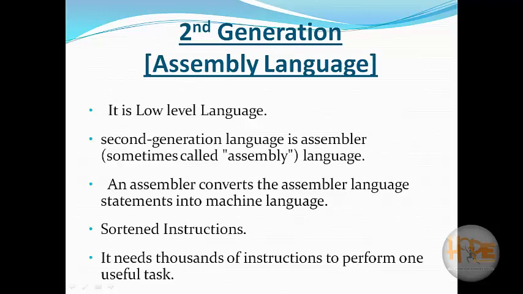Now, second generation, which is assembly language. It is a low-level language. Second generation language is assembler. Sometimes it is called assembly language. An assembler converts the assembler language statements into machine language. It has shortened instructions. It needs thousands of instructions to perform one useful task.